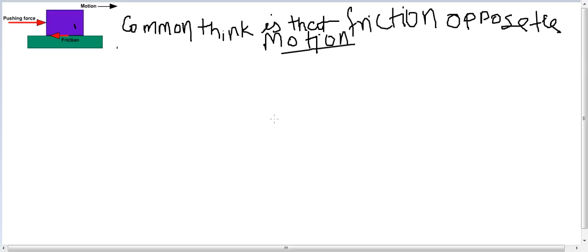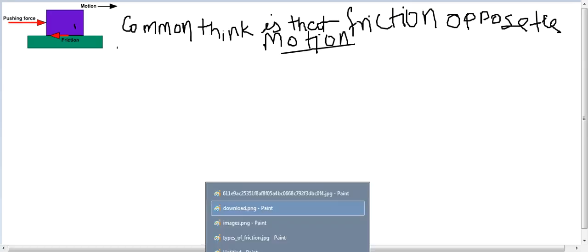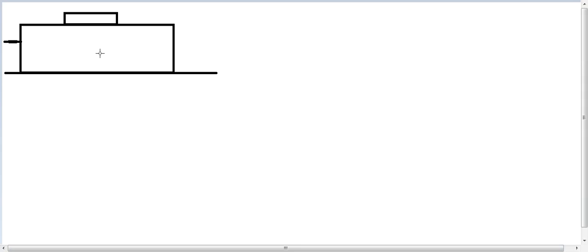For example, I am going to show you a case. See here, this is a big block, and this is a small block. When I apply force F here, the big block starts moving, and now the small block will also move.